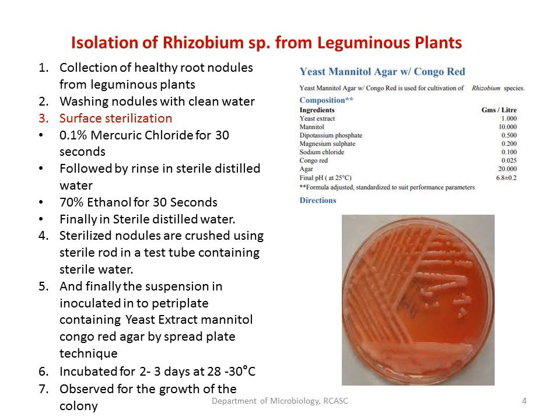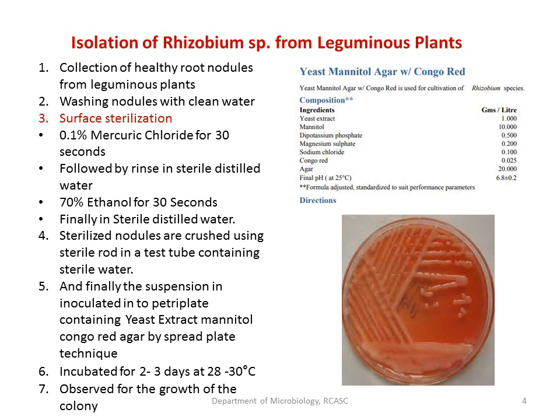First, collect the root nodules, wash them with clean water, surface sterilize with mercury chloride and ethanol, and finally in sterile water, crush the root nodules. The suspension whatever you get, inoculate onto yeast extract mannitol salt agar, mannitol agar, Congo red agar, and incubate for 2 to 3 days at 28 to 32 degrees Celsius and observe for the growth of colony. If you could see mucoid translucent colony, and if you gram stain, they are gram negative rods. That is one of the identification features of this rhizobium.